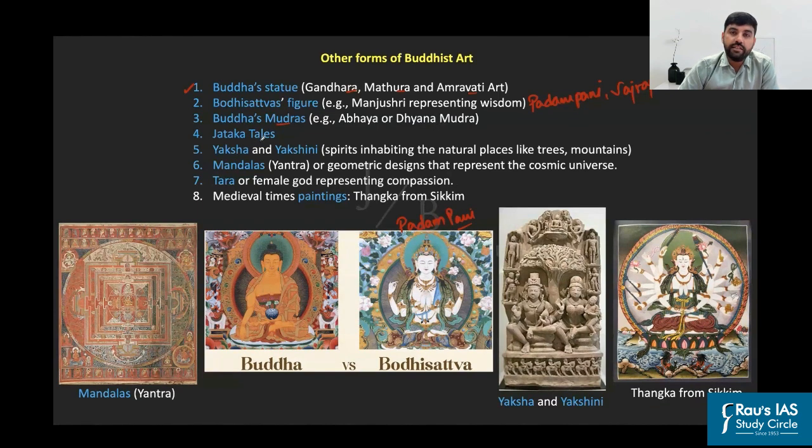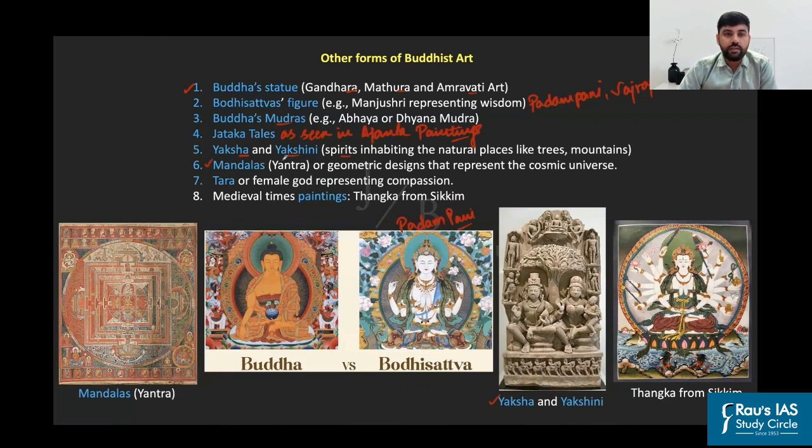All right. Jatak tales are also part of Buddhist art, as seen in Ajanta paintings. Because in Ajanta paintings, you will find stories belonging to Jatak tales. Then we have Yaksha and Yakshini in this image, right? You can see over here. We have Yaksha and Yakshini, right? Who are they? These are the spirits. Soul, Atma, right? These are the spirits inhabiting the nature, like trees and mountains. On the other hand, Yakshini is also a deity of fertility. She's a deity of fertility.